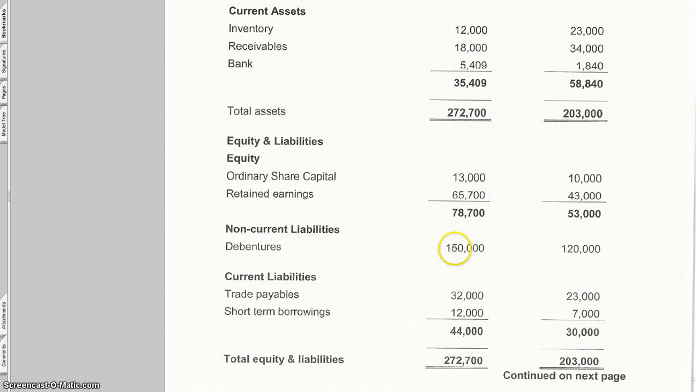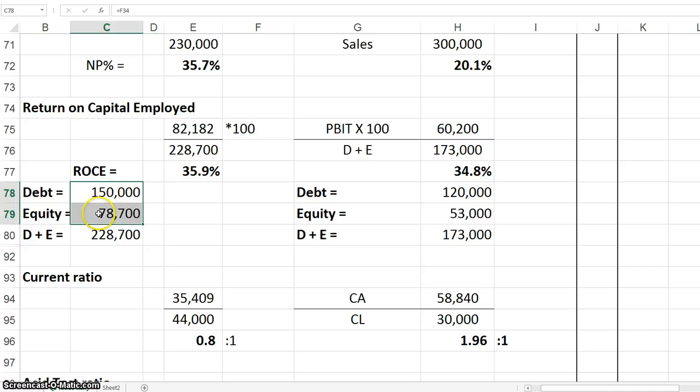So 78.7 plus 150 is our debt plus equity, or our capital employed in 2016. So 150 and 78 gives 228,700. So that's the formula for 2016. The profit before interest and tax over the 228 multiplied by 100. And the same in 2015. That's our debt, that's our equity, it adds up to 173, and then your PBIT, your profit before interest and tax over that, and you get a percentage.